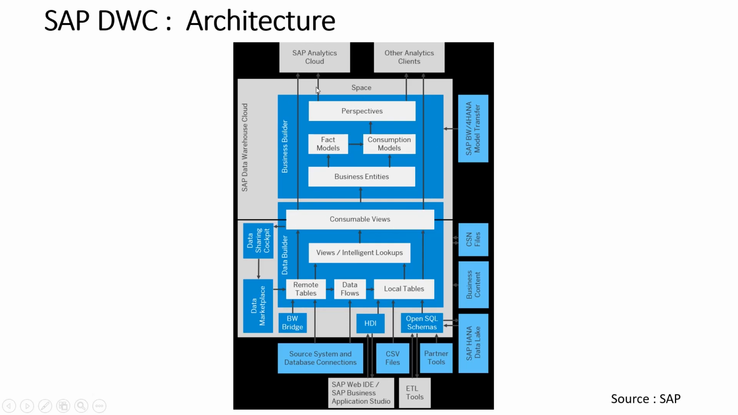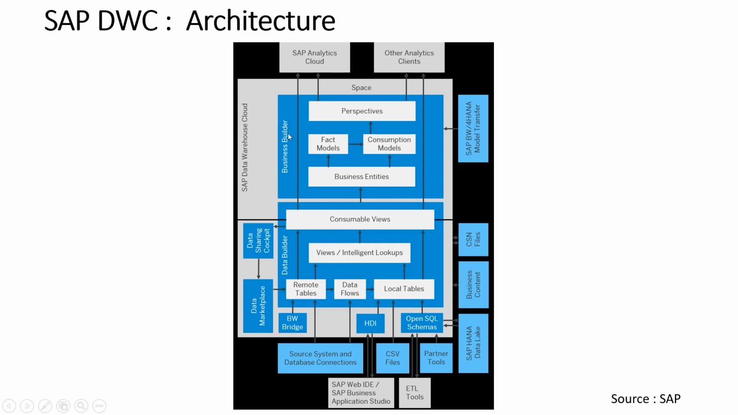Or if you want, you can go for a business builder as well. So here we have the data builder as well as the business builder. SAP suggests that business users should use the business builder and the IT team, or more technical people, should use the data builder. That's why we have the bifurcation. Otherwise, you can build something in the data builder and consume it directly in SAC as well.